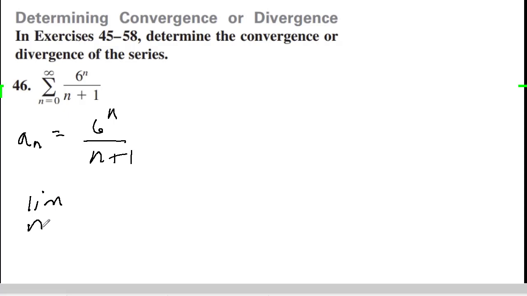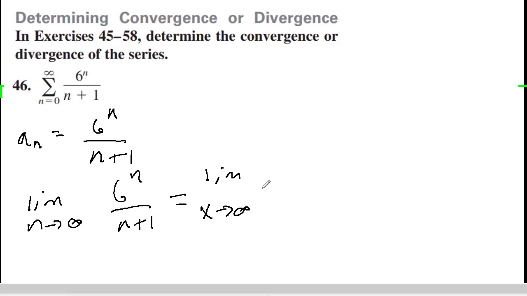We can take the limit as n goes off to infinity of 6 to the n over n plus 1. But we get infinity over infinity, and so we're going to exchange this for the limit as x goes off to infinity of 6 to the x over x plus 1.